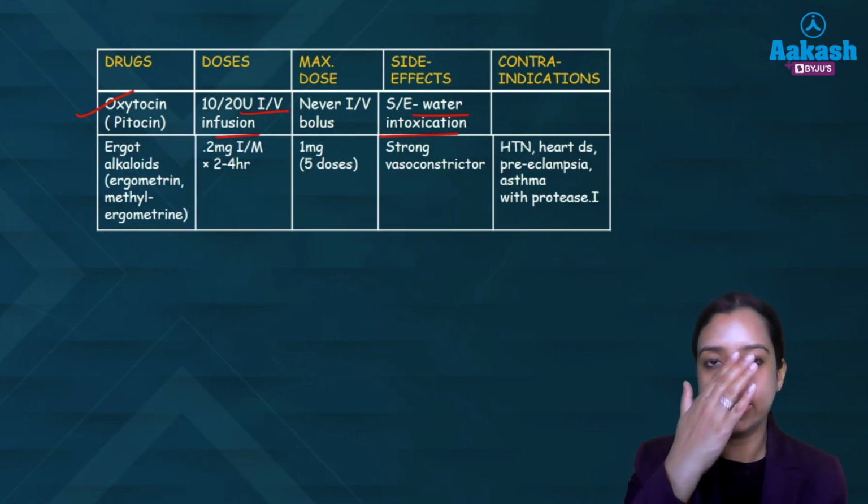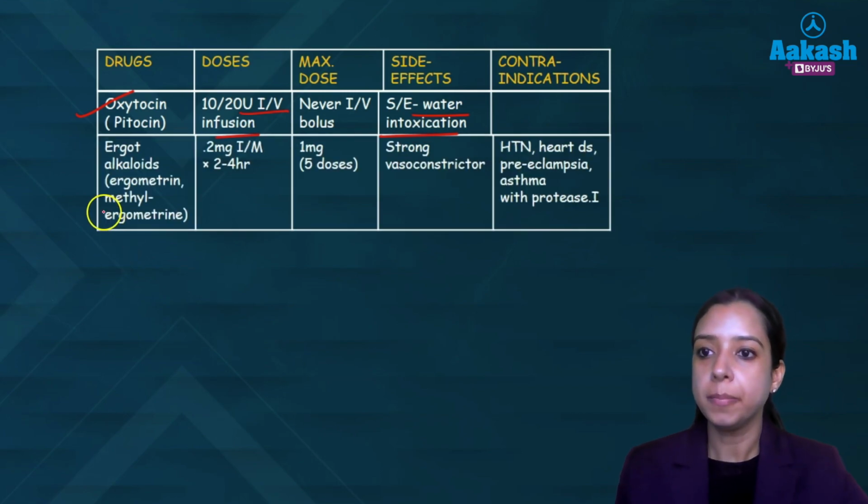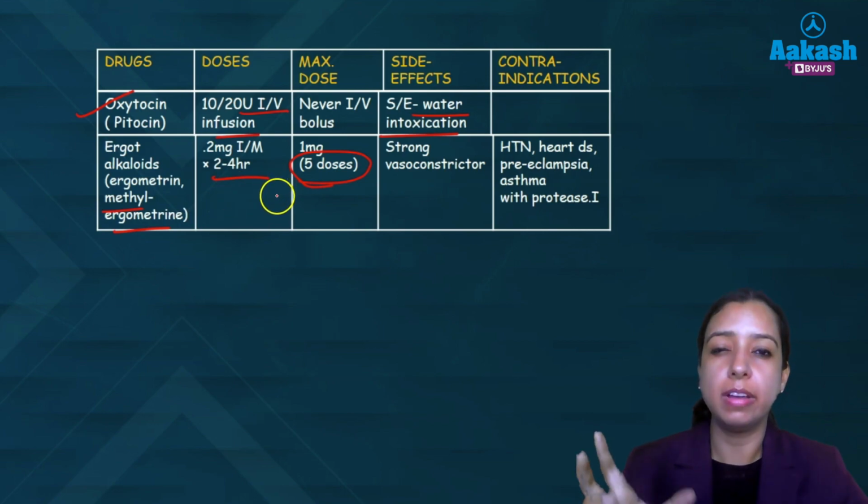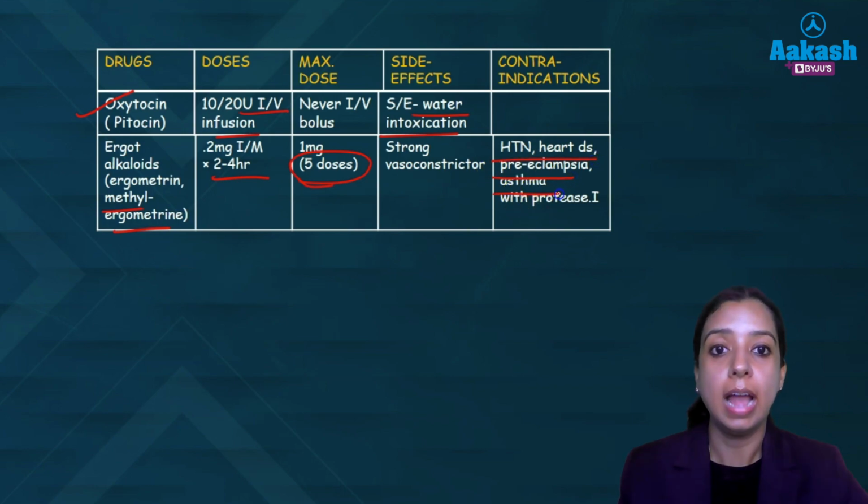Next is ergot alkaloids, that is methergin. So the dose of methergin is 0.2 milligram IM. It is given IM. It can be repeated in 2 to 4 hours. Maximum doses you can give is 5 doses. It has not been asked, but you should know that the maximum doses of ergometrine you can give is 5 doses. It's a very strong vasoconstrictor, hence cannot be used in hypertension, preeclampsia, asthma. Asthma we have to discuss right now.